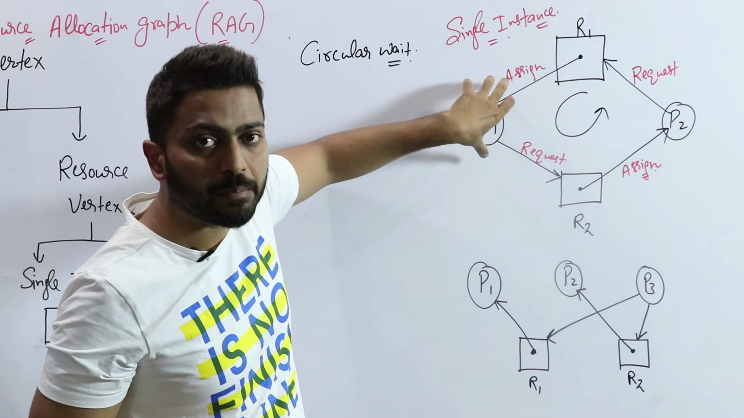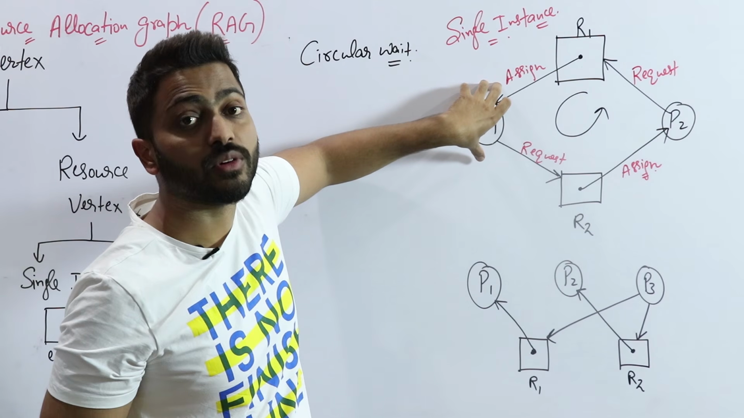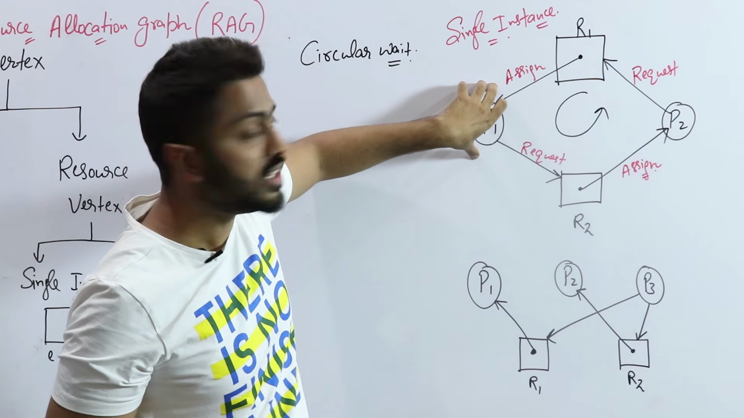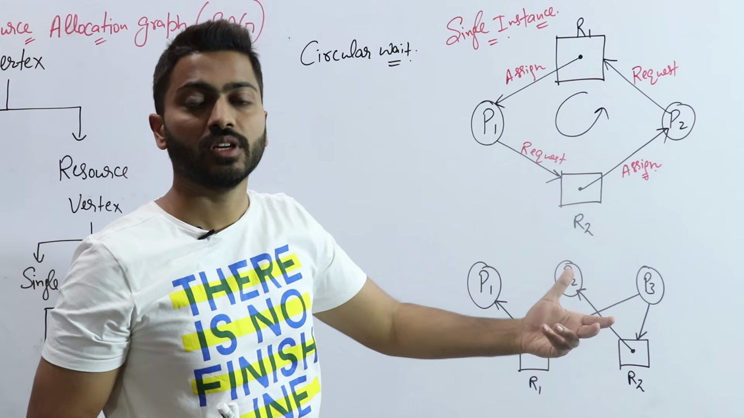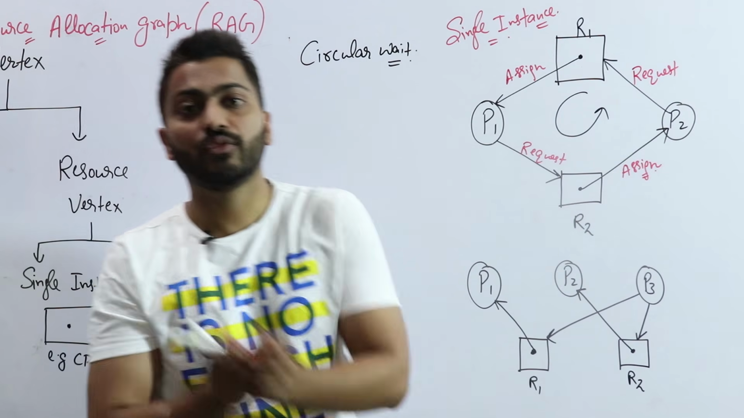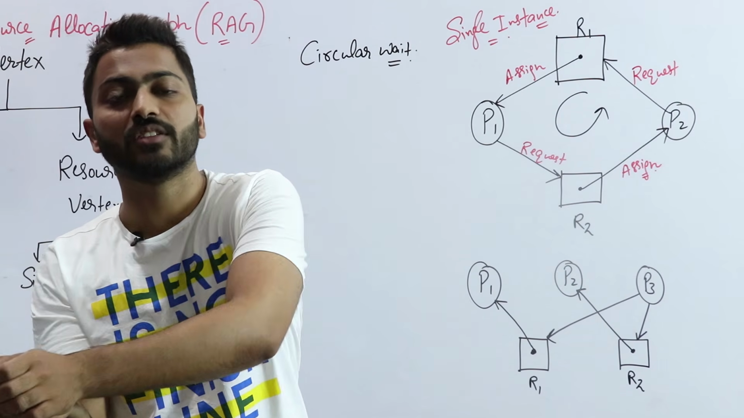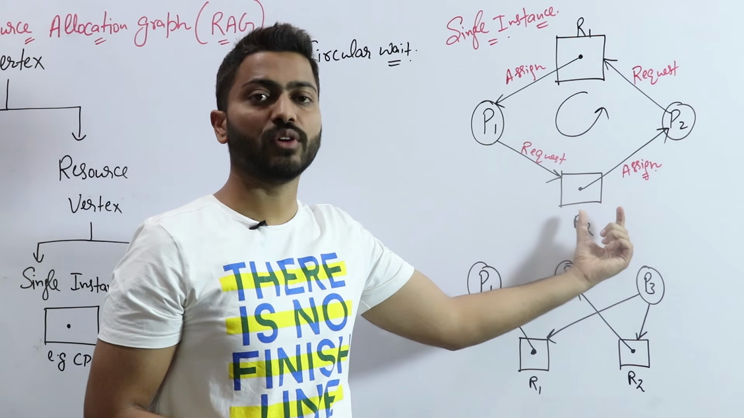So can we say that P1 will get executed? No. Why will P1 not get executed? Because P1 says, I am having R1 but I need R2 to get executed. P1 has taken one resource and is waiting for another resource. So hold and wait is also there. It is holding R1 and waiting for R2.